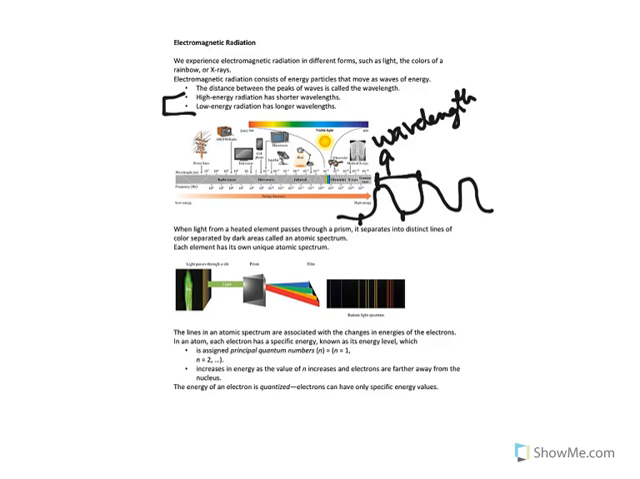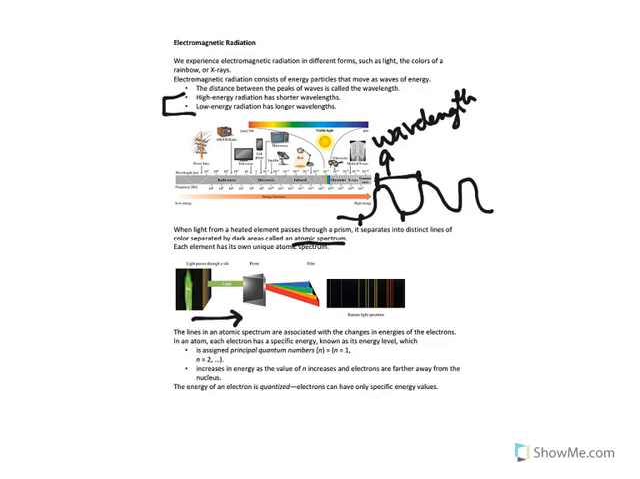When you take an element and heat it up, and then take light from that and pass it through a prism, as is illustrated here, it separates into distinct lines of color, separated by dark areas. We call this an atomic spectrum. Every element has its own unique atomic spectrum. The lines in this atomic spectrum are associated with the change in energies of the electron.